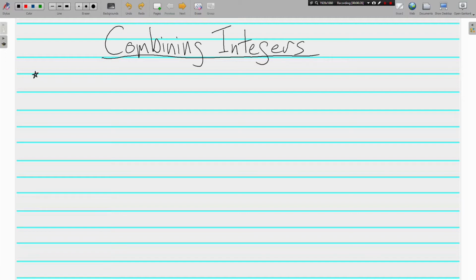First thing we have to make sure that we're doing is we must pay attention to the sign on the left of each term. Pay attention to the sign on the left, the left of each term.